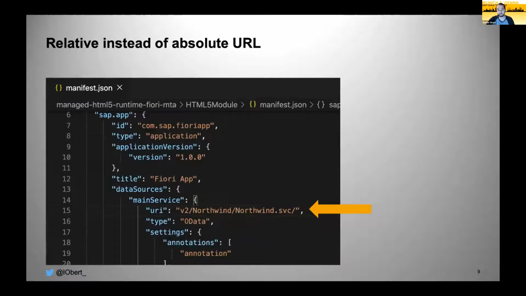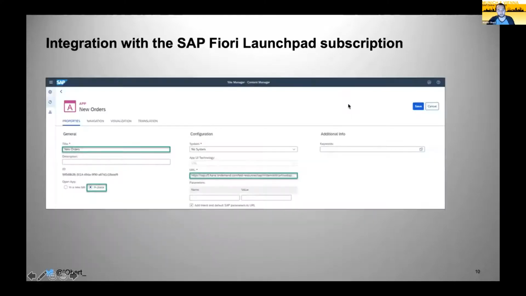But the second big advantage is that it will be easier to integrate Fiori apps in the Fiori Launchpad. In this screenshot, you see the UI of the Fiori Launchpad admin user interface. When you want to create a new application in your Fiori Launchpad, you always have to click New App to create a new application artifact, define a title, a description, define how the app should be opened, and copy and paste the URL of your application router in here.